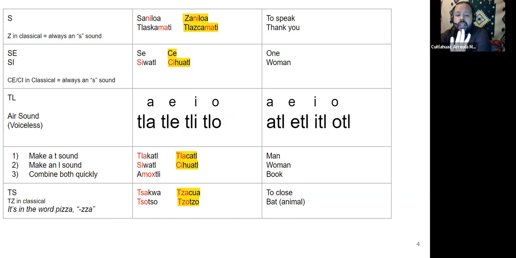Now we can switch the vowel sound and the TL sound, right? So remember, A, E, I, O. At, at, at, at, it, it, it, it, eat, eat, eat, eat, ot, ot, ot, ot.